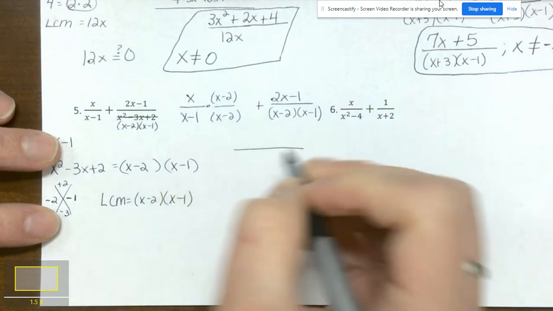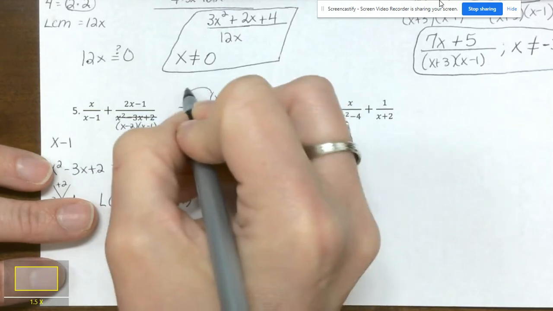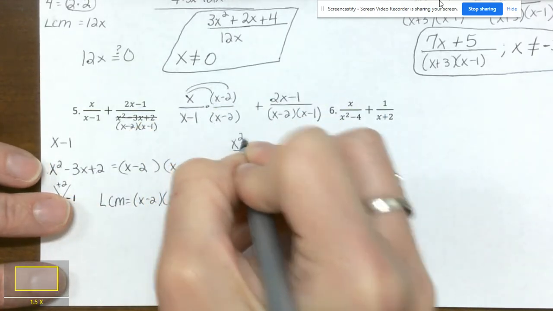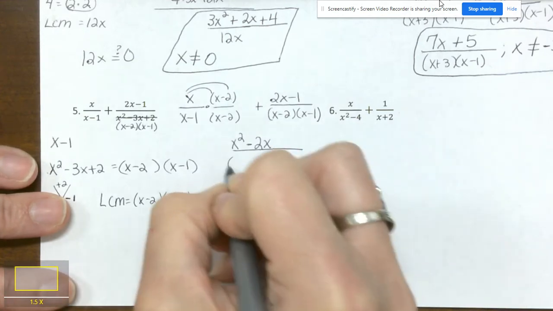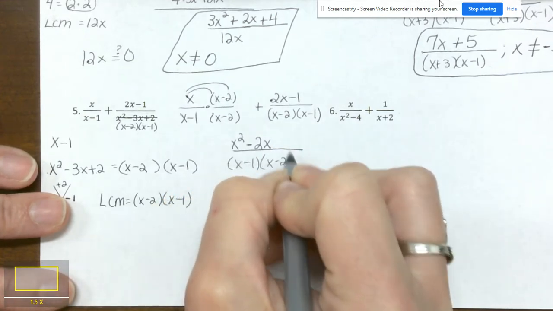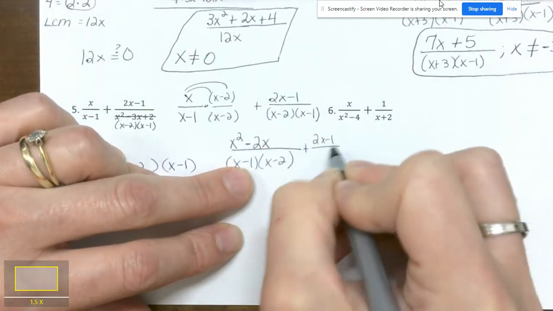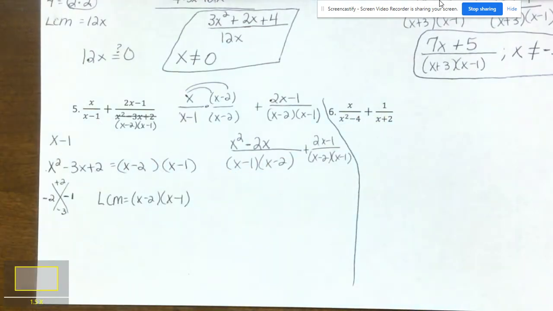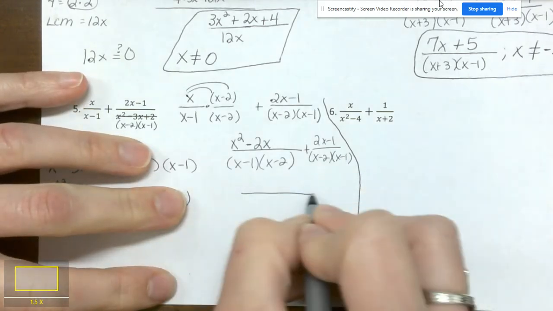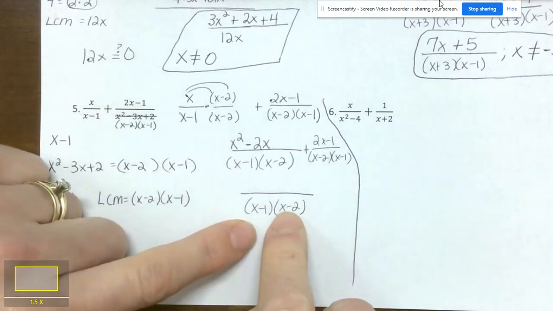All right, so for here, that's going to be x squared minus 2x over x minus 1 times x minus 2. And then we're adding to that this 2x minus 1 over x minus 2 times x minus 1, because I didn't have to do anything with that one, okay? All right, now we can put things together. X minus 1, x minus 2, that's our common denominator, so we're bringing it down.